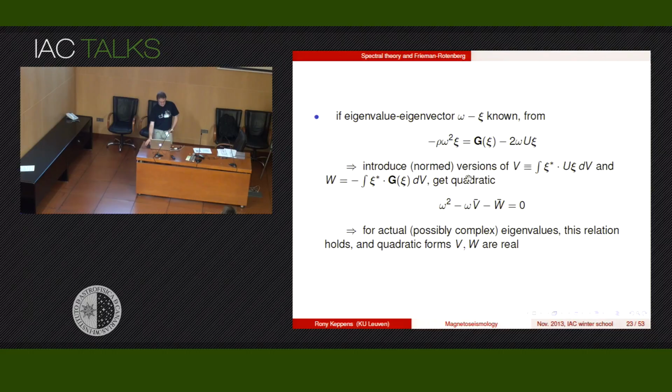Okay, and what are we doing? We are integrating over the volume something that changes with the volume coordinates. So that's a number, all right? So we have this thing here that has to hold for eigenvalue, eigenvector pairs. And in fact, for actual eigenvalues, you can argue that this relation will hold, and that the quadratic forms that appear here are real.